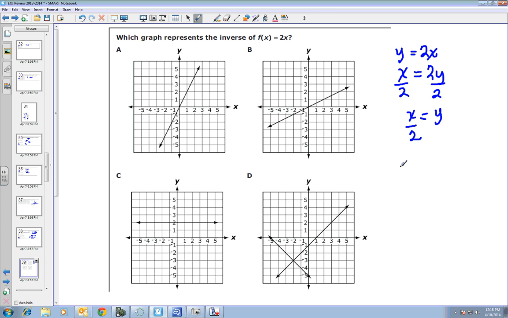So they want to know which one of these shows the graph of this inverse. So now you can either plug it in or you might can tell just by looking at it. Which one is it? B. Okay, so first find the inverse. After you find the inverse, graph that answer.